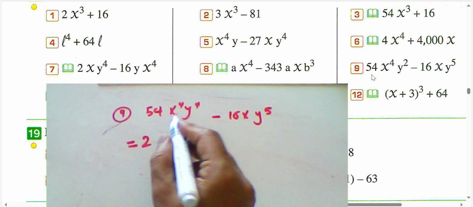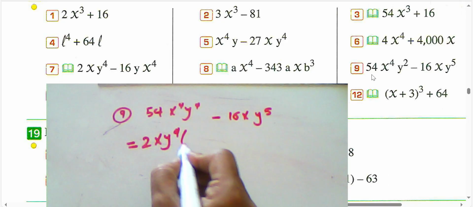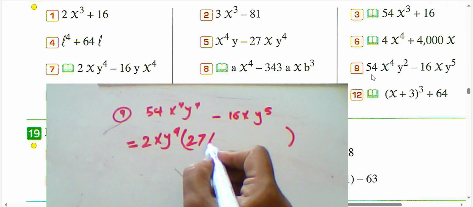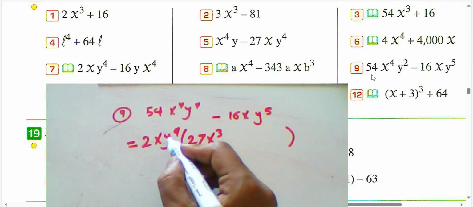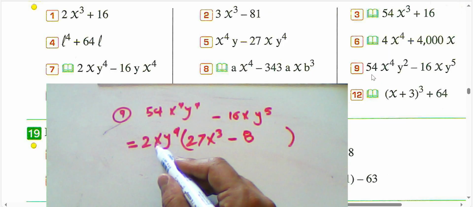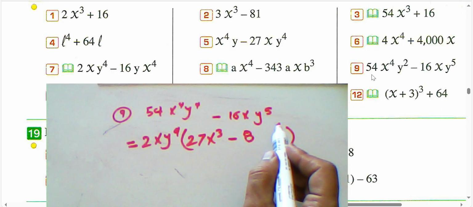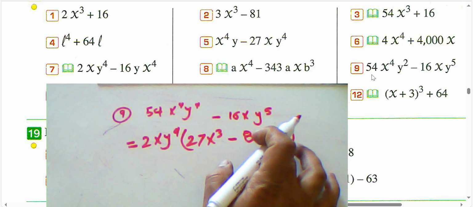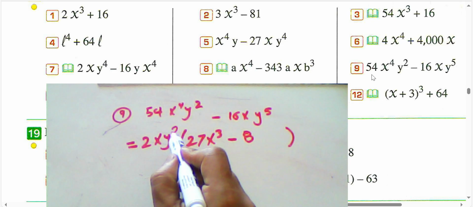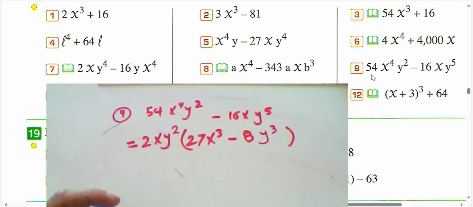Write 2 here, and x power 4 repeating an x. Y power 4 and y power 5. Write power 4. 54 divided by 2 equals 27. X power 4 divided by x power 3 gives x. Y power 4 divided by itself is 1. 16 divided by 2 equals 8. X divided by x is 1. Y power 5 divided by y power 4 will be y. Y power 5, and this y power 2, sorry, y power 2. Y power 5 divided by y power 2 will be y power 3.